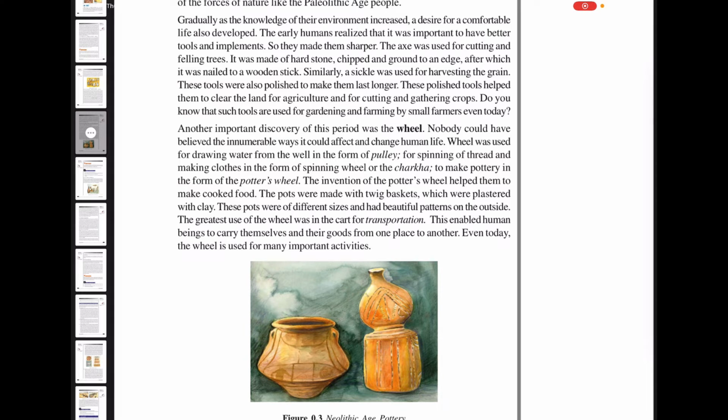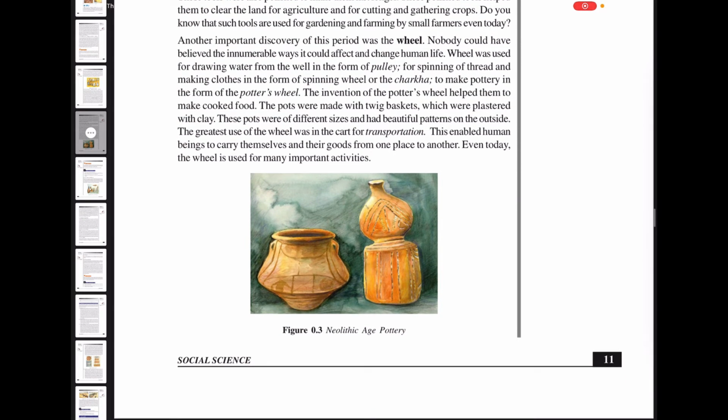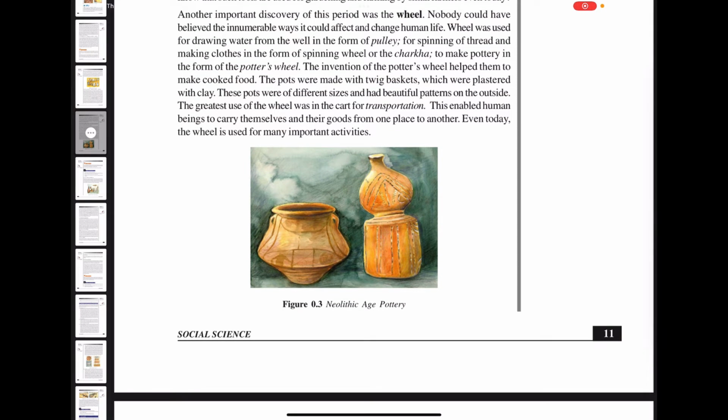Another important discovery of this period was the wheel. Nobody could believe the innumerable ways it could affect and change human life. The wheel was used for drawing water from the well in the form of a pulley, for spinning thread and making clothes in the form of the spinning wheel or the charkha, and to make pottery in the form of the potter's wheel. The invention of the potter's wheel helped them to make cooked food.